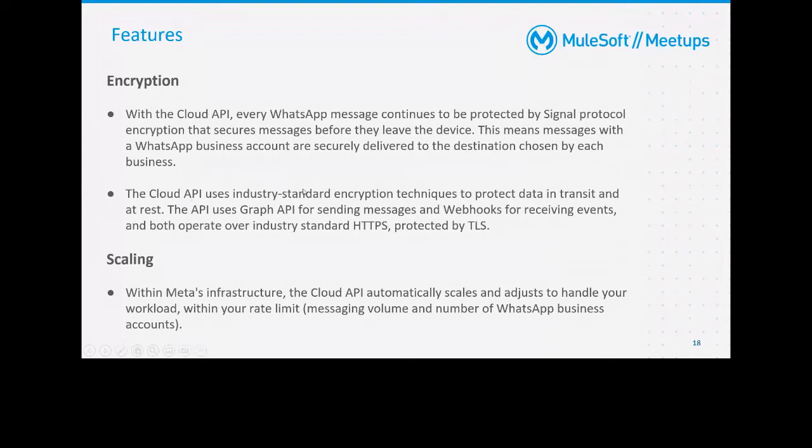So the Cloud API uses industry standard encryption techniques to protect data in transit and at rest. Basically, whatever data is stored or in transit, getting sent from the business to the user, it's encrypted. Okay, the API uses Graph API for sending messages and webhooks for receiving events.